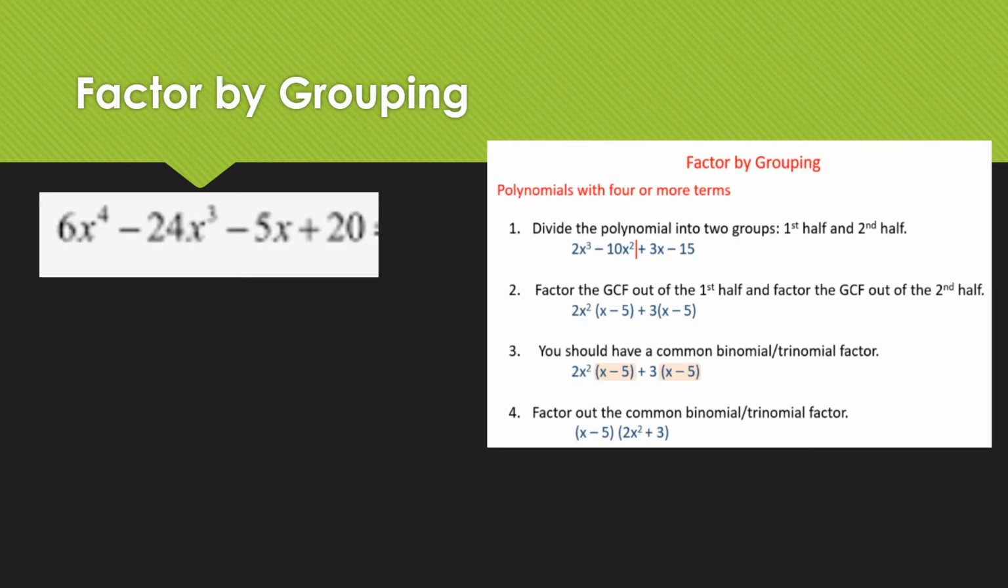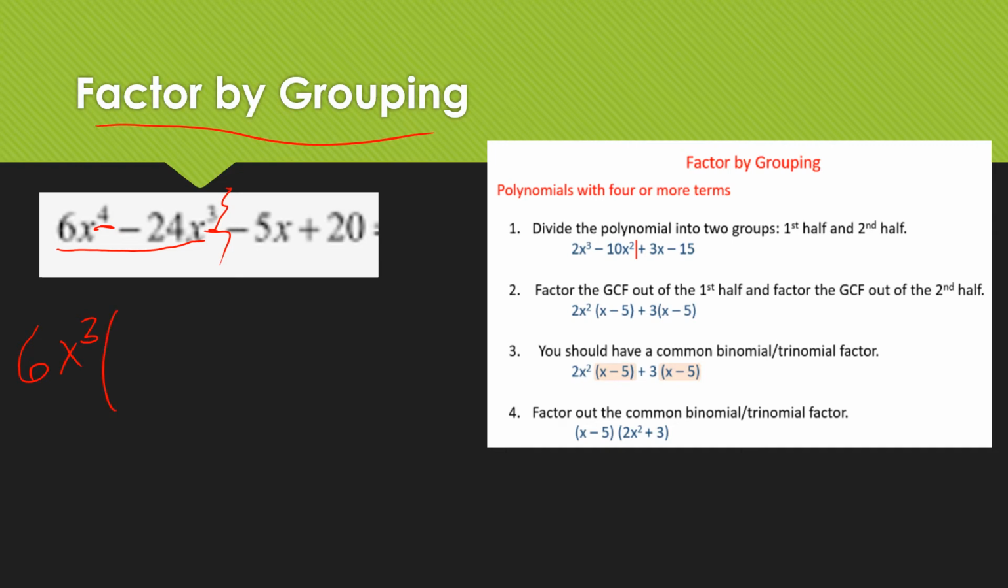The next method is factor by grouping. So I have the instructions from the chart written on the right just so that we can go through step by step. Because I have four terms, I know that I'm choosing this method. Divide the polynomial into two groups. So I like to make a little squiggle. They have the red line in their instructions. Factor the GCF out of each half. So on the left side here, 6 and 24 have a greatest common factor of 6, and x to the fourth and x to the third have the greatest common factor of x to the third. So basically the highest exponent.